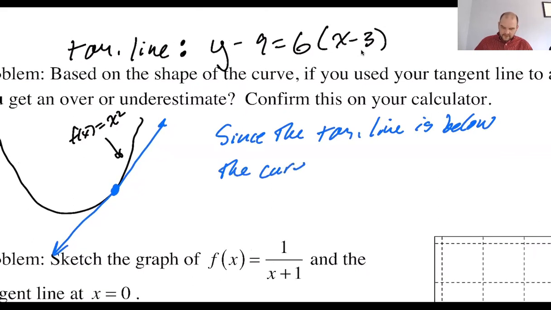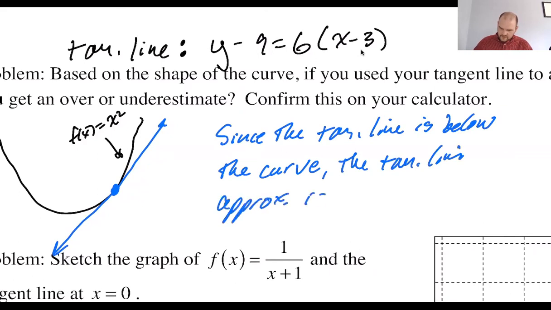So you do a lot of writing, a lot of explaining. Since the tangent line is below the curve, the tangent line approximation is an underestimate. I mean, how could it be anything else?